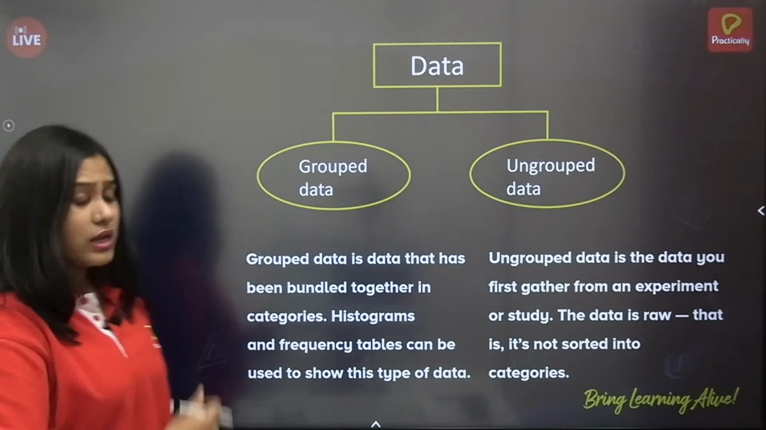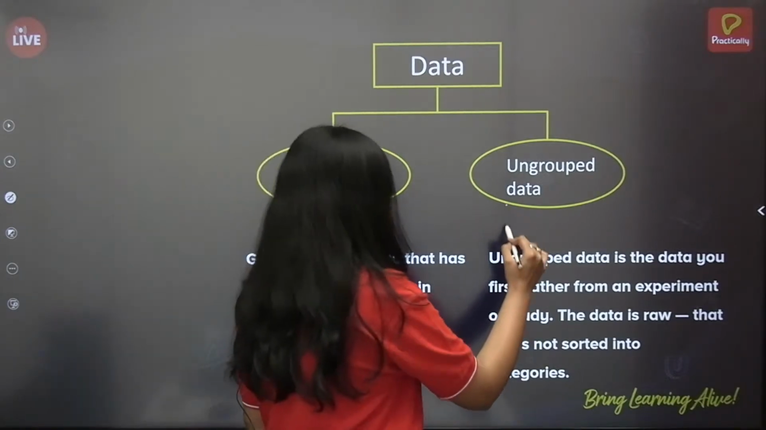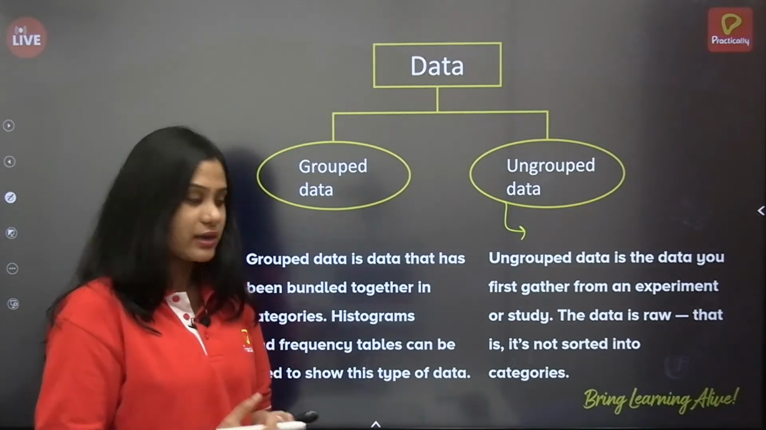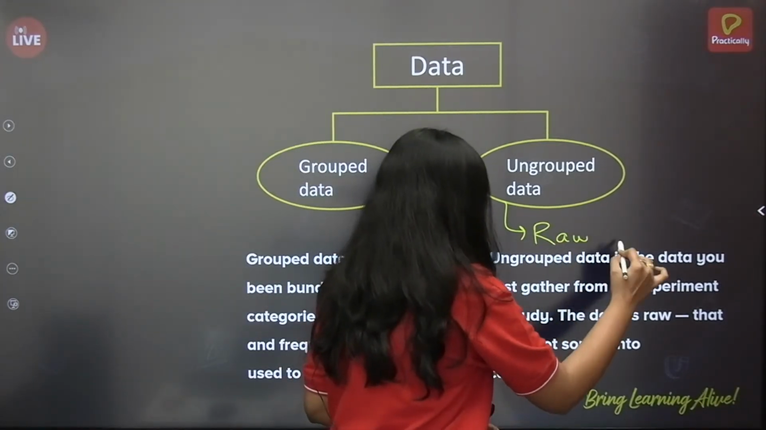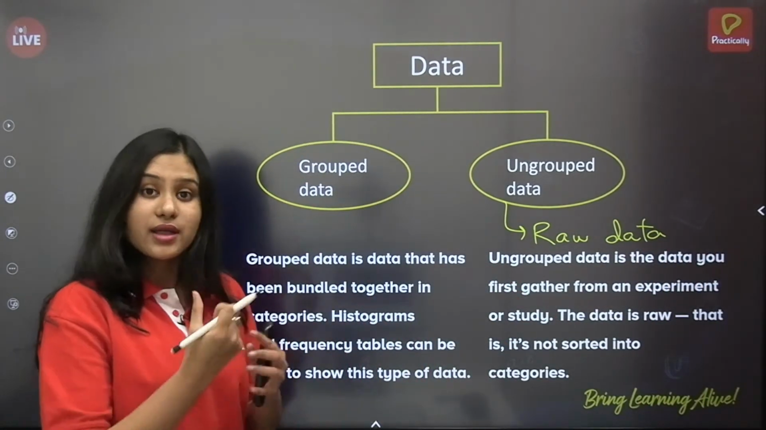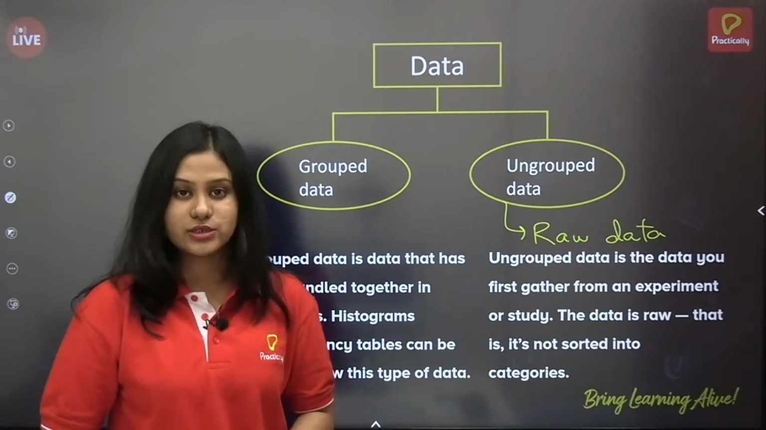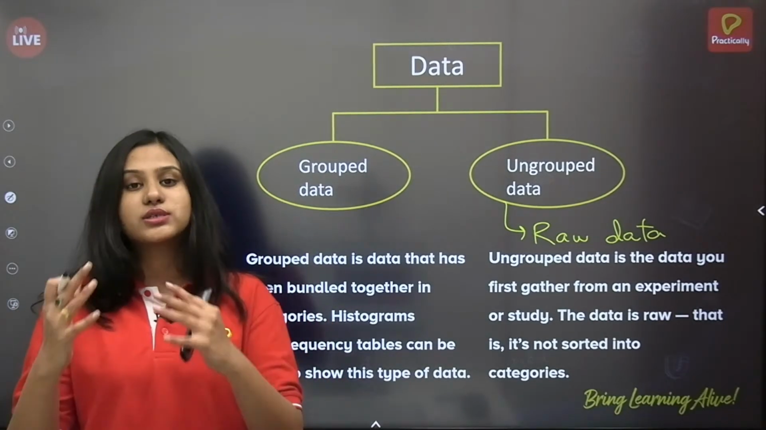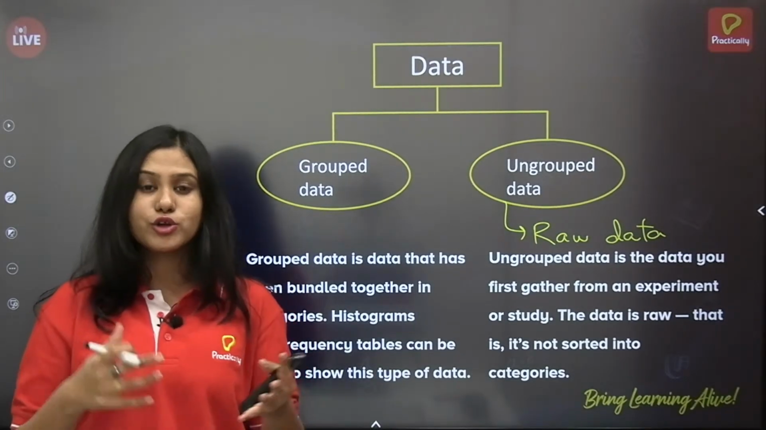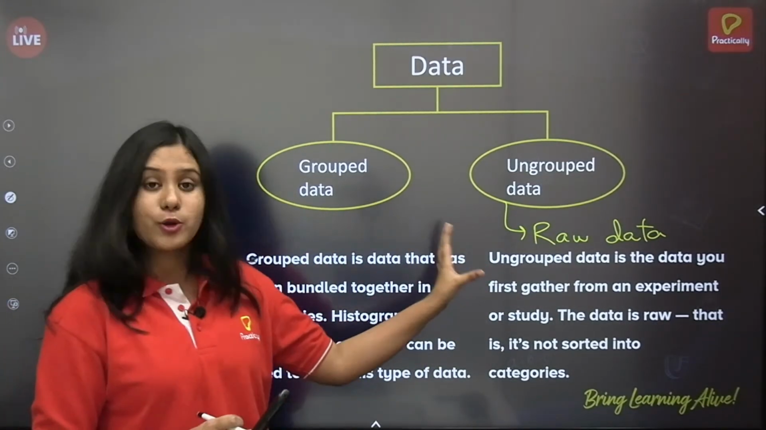Next. Data is of two kinds, grouped data and ungrouped data. First, let us go with ungrouped data. What is meant by ungrouped? It is not grouped at all, which is nothing but raw data, correct? So ungrouped data can also be called raw data. It is the data you first gather from an experiment or study. The data is raw, that is, it's not sorted into categories. When you go to a class, you just collect the heights of all the students. That is raw data, right? You did not classify or group it. That kind of data is known as ungrouped data or raw data.